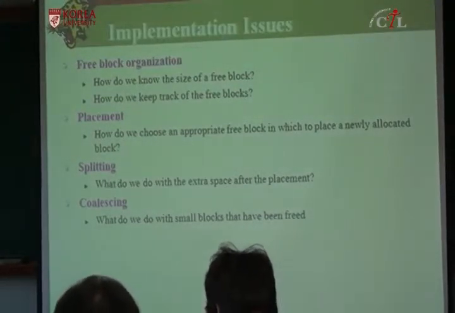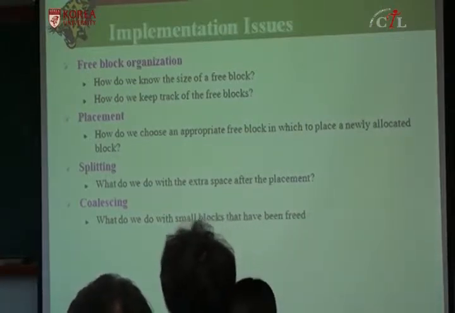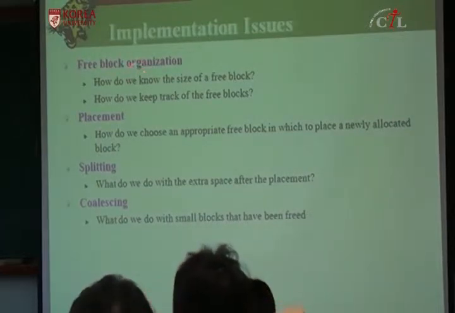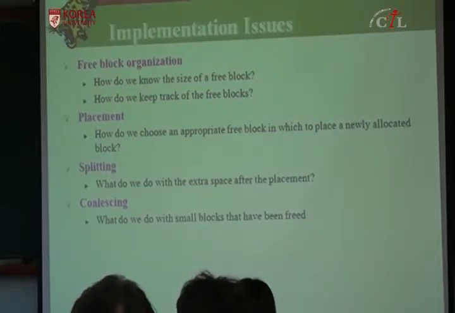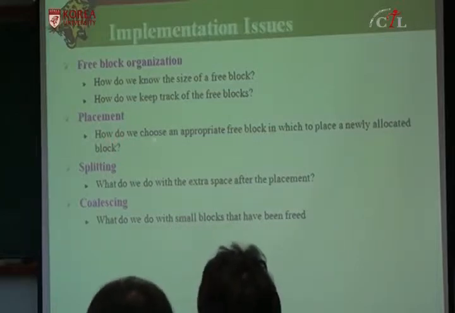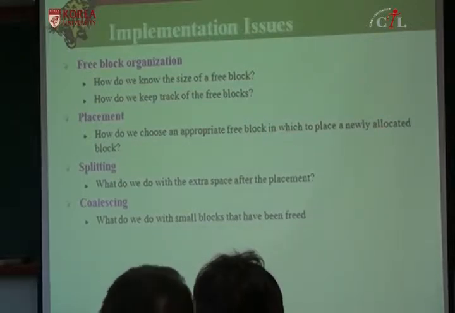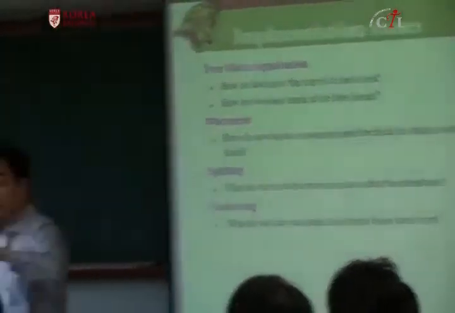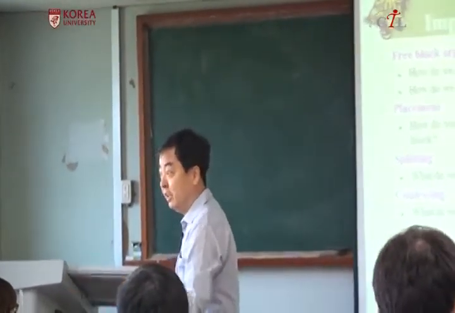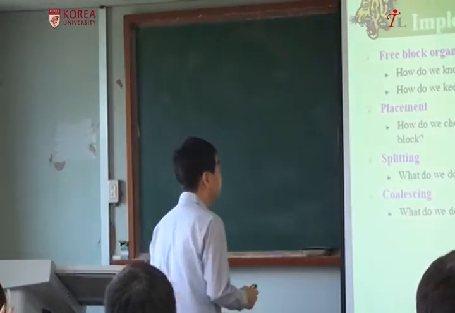So for the allocator, there are some implementation issues. Free block organization: if you want to do allocation, you have to organize your free blocks so that you know which space to allocate. How do we know the size of a free block? How do we keep track of these free blocks? This is an issue. Placement means how do we choose an appropriate free block for a new allocation? You request 7, and there are blocks of size 9, size 10, and so on. Which one would you allocate for this request? That's the placement policy. You can use any free block that's bigger than this request.